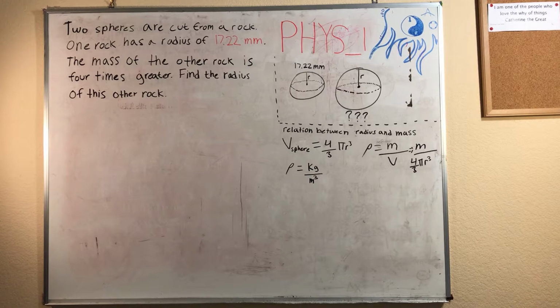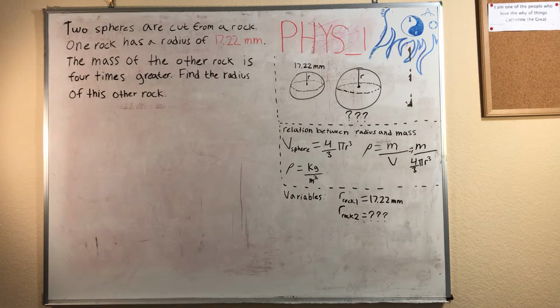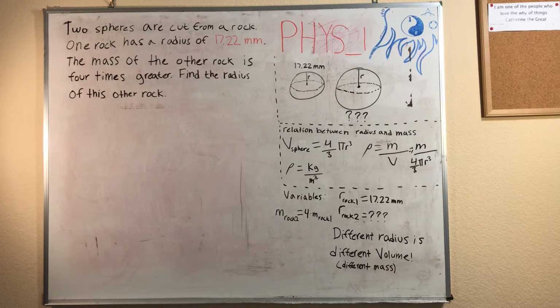Now that we have our equation to try, let's see what variables we have and will need. We have two rocks, so the radius of rock sub 1 is given at 17.22 millimeters. The radius of rock sub 2 is the other rock we need to find the radius for. And we just know that the mass is 4 times greater than the mass of rock sub 1. Setting these equations equal to each other can determine the radius for rock sub 2.